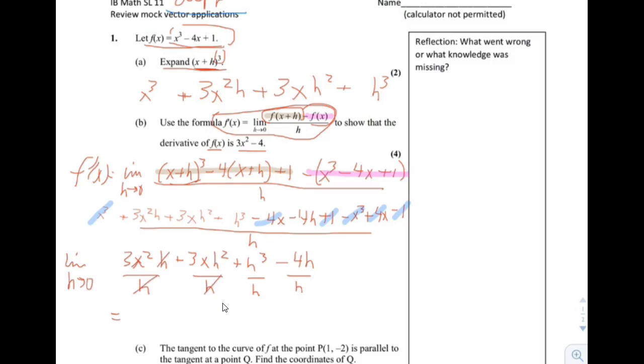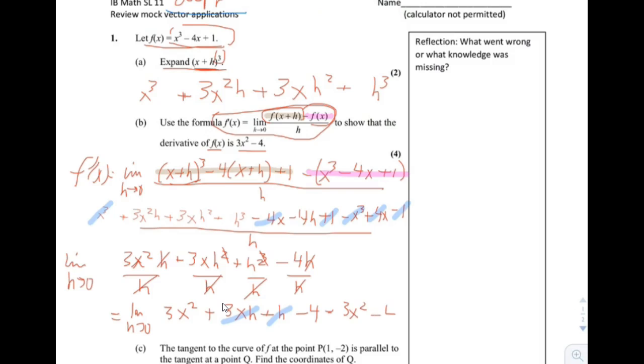And then we're left with the limit as h approaches 0 of 3x squared plus 3xh plus h squared minus 4. And then anything that has an h in it becomes 0, because we're going to substitute h equals 0. And then we're left with 3x squared minus 4, which is what we were looking for in the beginning. Okay?